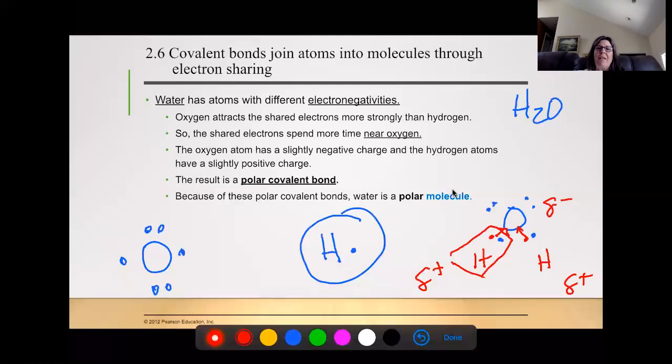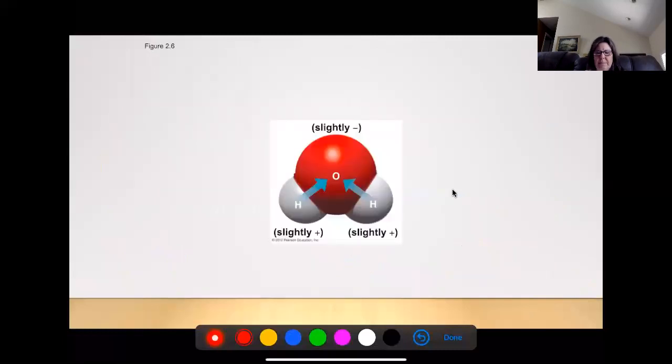So now we have a molecule that has partial charges on it. That is called a polar covalent bond. I always think of the poles, right? You have North Pole and South Pole. So in this case, we kind of have a North and a South Pole. We have a positive pole and a negative pole. These are called polar covalent molecules. So here's that picture there. We have a slightly or a delta negative, delta positive.